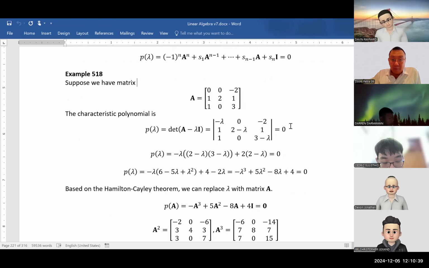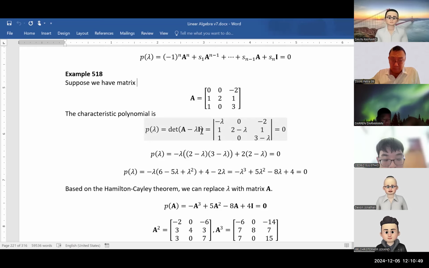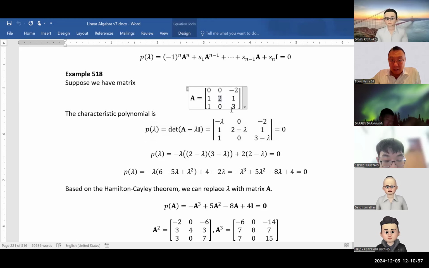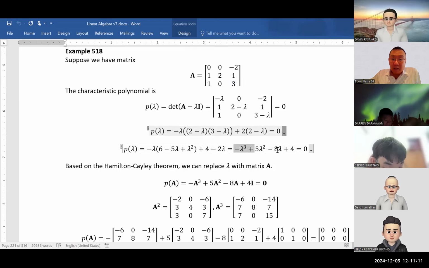Suppose this is your matrix. What you will do is create the characteristic polynomial. How to do that? You subtract lambda times I. So 0 minus lambda, 2 becomes 2 minus lambda, 3 becomes 3 minus lambda, isn't it? Then you take the determinant of this, and you simplify. You will get this characteristic equation.